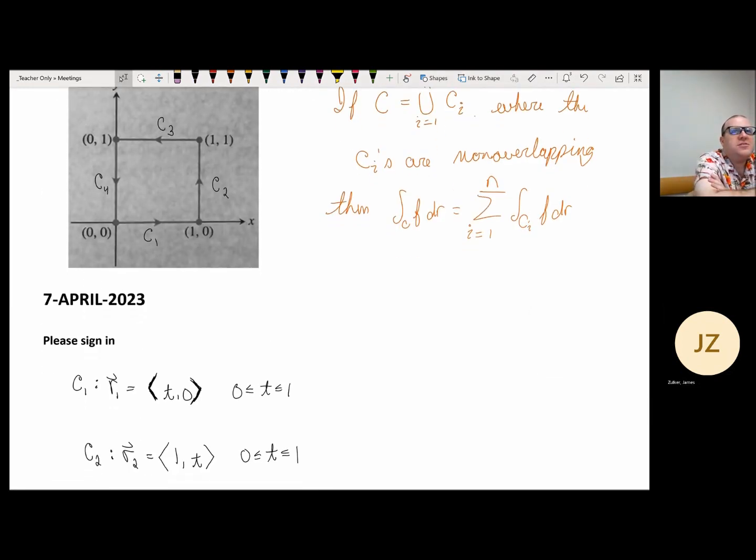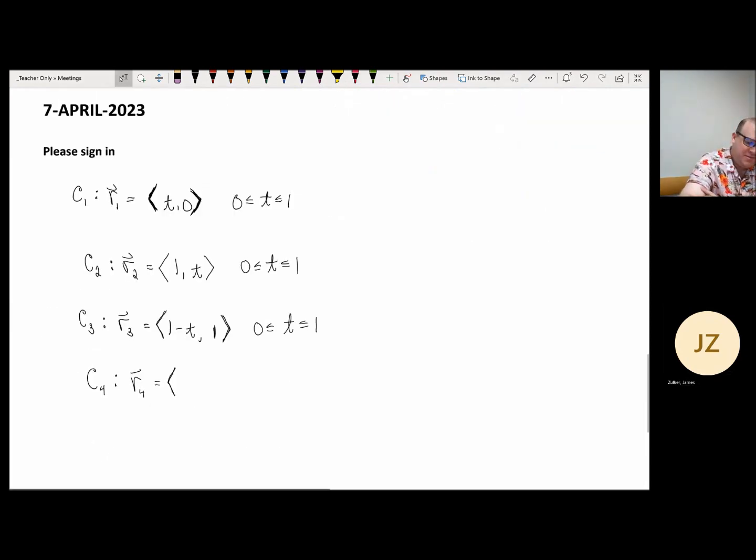C4: x is clearly going to stay at 0. And then same situation. Y could be 1 minus t from 0 to 1, or could be t from 1 to 0. This is the parameterization I'm going to stick with. So here are the 4 parameterizations.